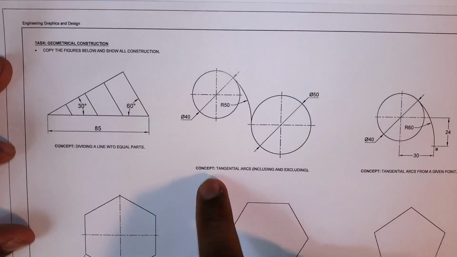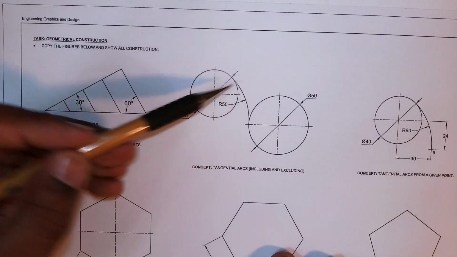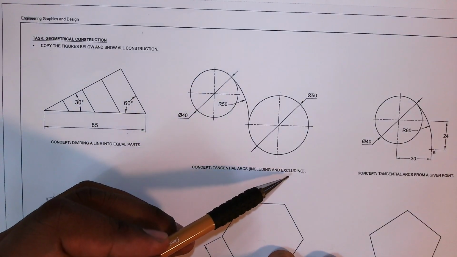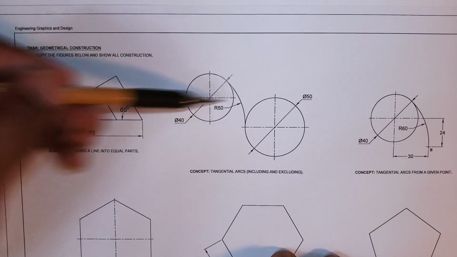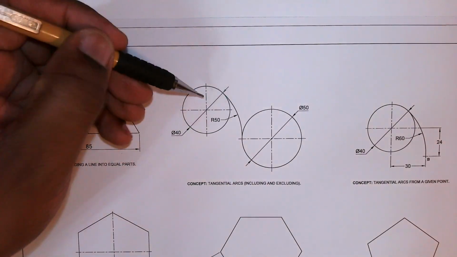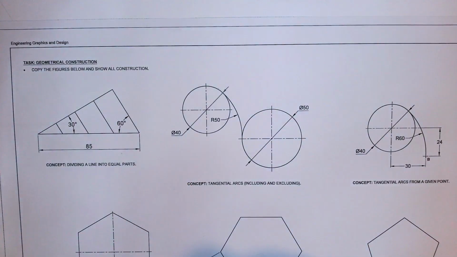This concept is the tangential arcs. As you can see there, I have an arc. This arc is the including and excluding arc. First of all I'll have to draw in the center lines. The length from this center line to that center line is 55.